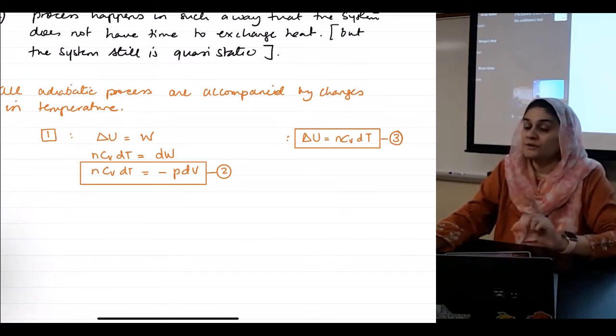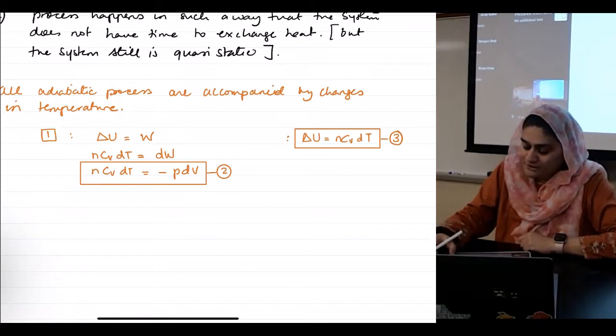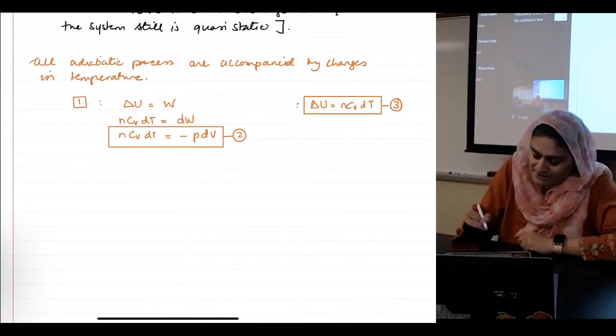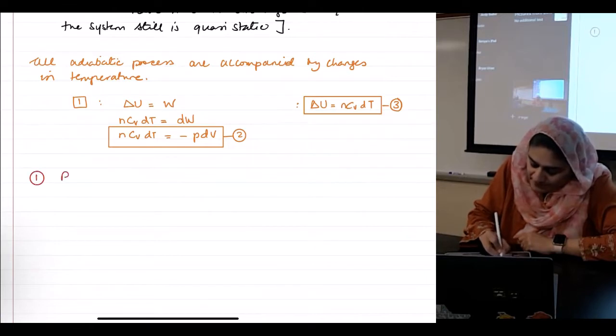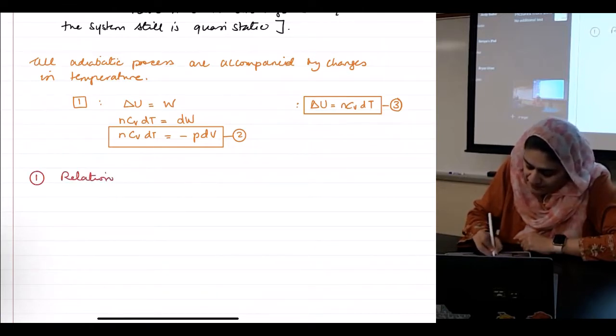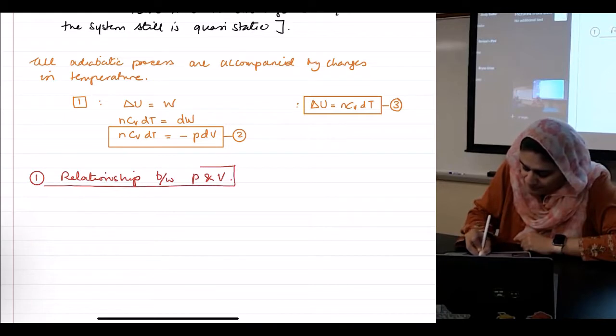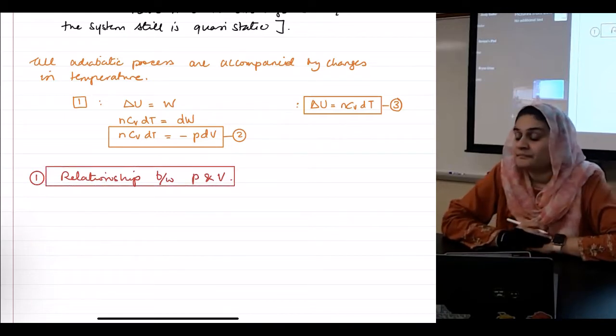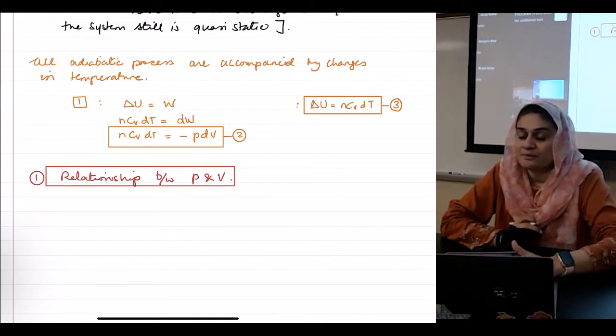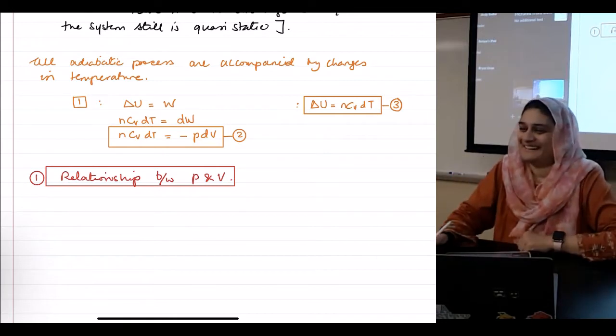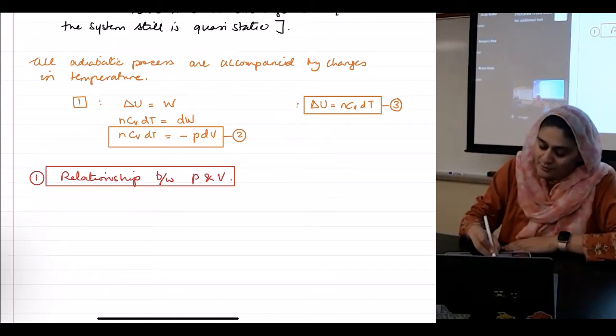Okay, now there's two things I'm going to do today. For adiabatic processes, number one, the relationship between P and V. And I'm also going to do the relationship between P and T. I'm going to leave the other relationships for you guys to do for homework. We are doing this for ideal gases.